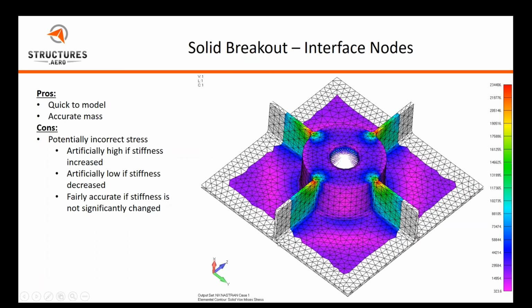Because you're enforcing displacements, and every time you enforce a displacement, if you increase your stiffness, you're going to push more force, you're going to push more stress into your model, and you're going to get these artificially high stresses if you increase your stiffness.